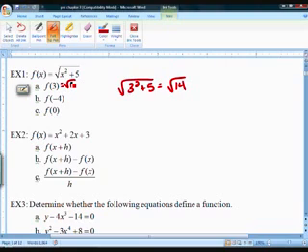You can write that as the square root of 14, or you can type it into your calculator and get a decimal approximation. That's going to be somewhere around 3.7, 3.8, something like that.